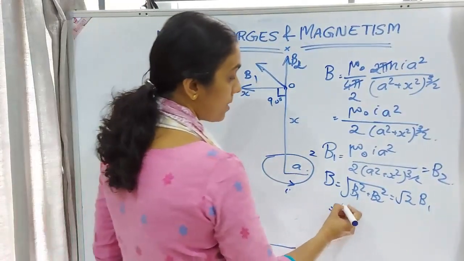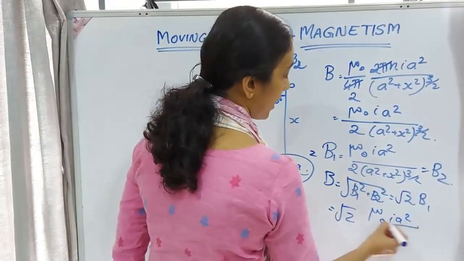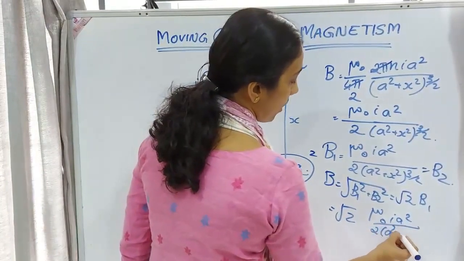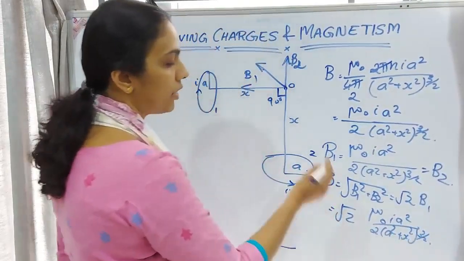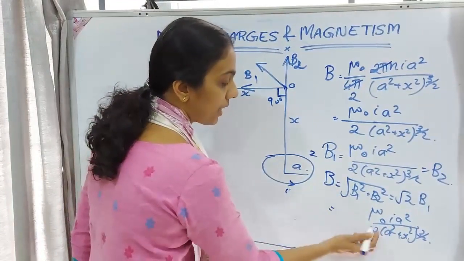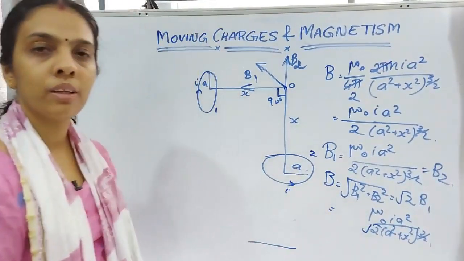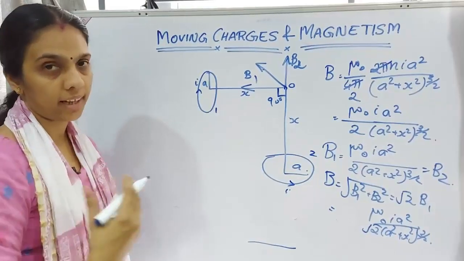Therefore, the value is root 2 into mu 0 I a square divided by 2 into a square plus x square the whole power 3 by 2. This will be the value of the magnetic field. This root 2 and 2 you can cancel and you can write it as divided by root 2. This is the magnitude. Now we need to find out the direction.